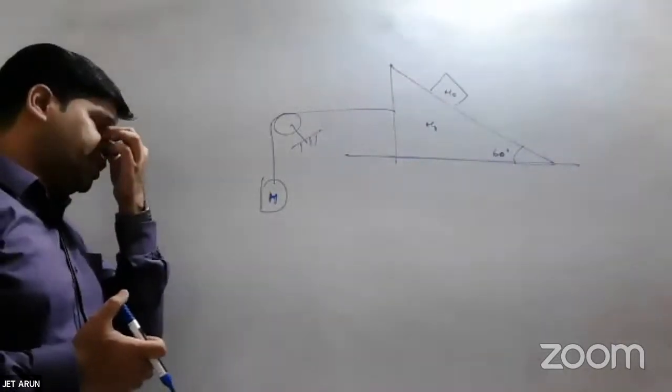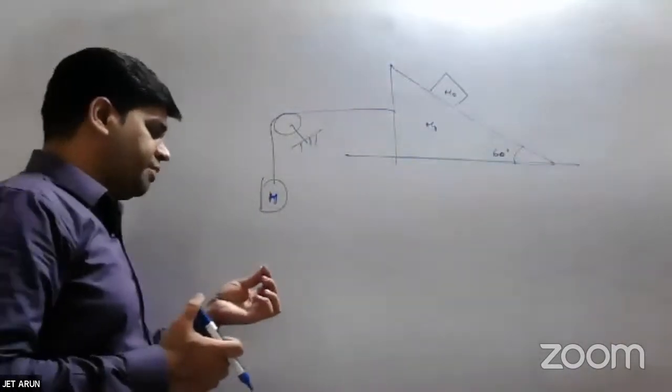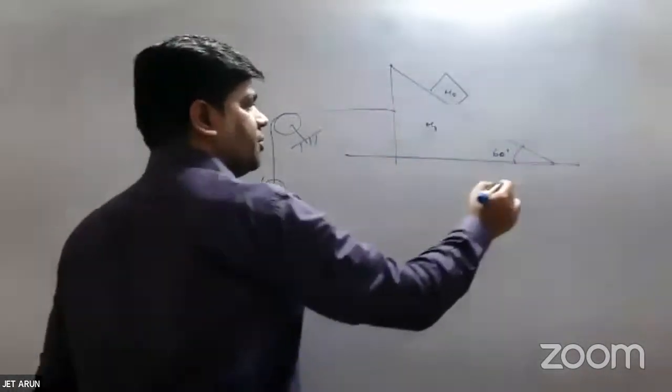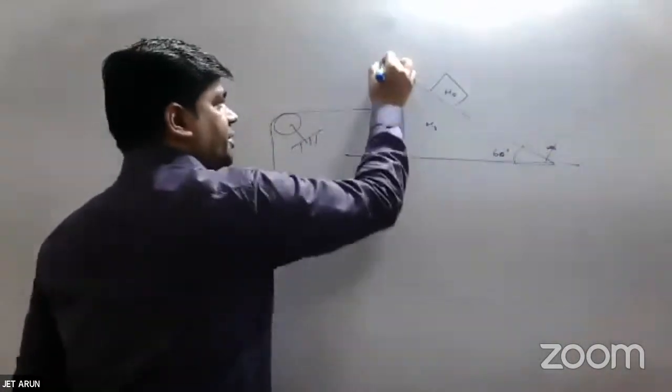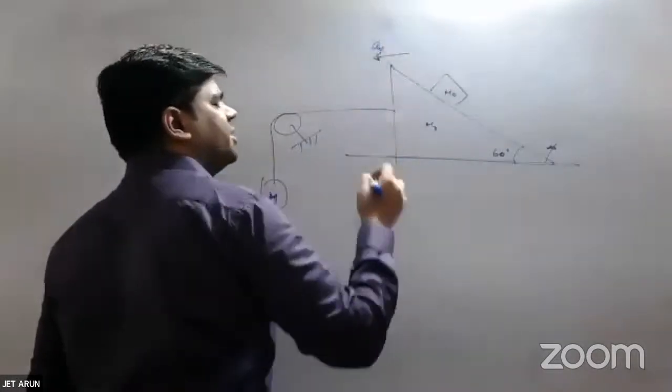But how to get the relation between accelerations? So I'll draw the FBD, and I'll choose a reference frame. My reference frame is going to be the wedge, because I told you there is an accelerated reference frame. Let's go for the accelerated reference frame, things become easier.